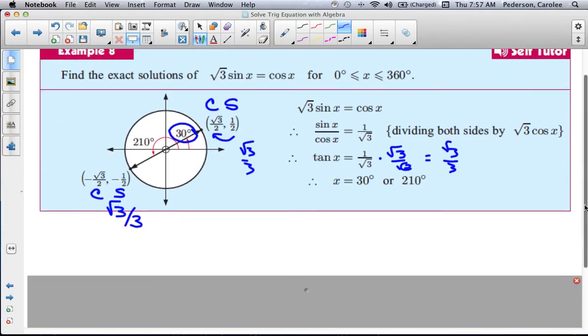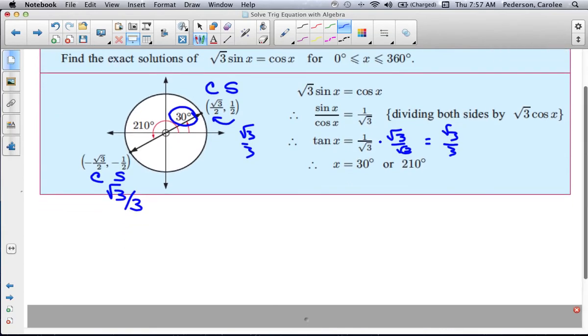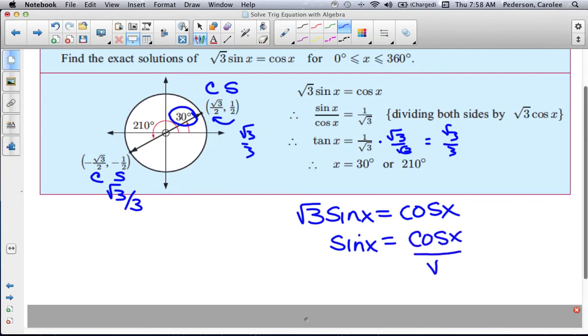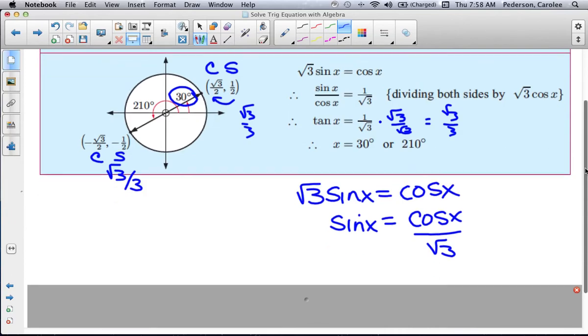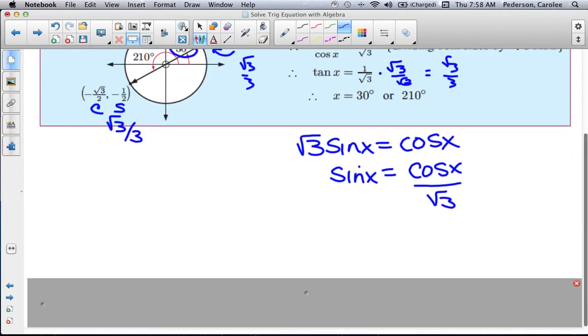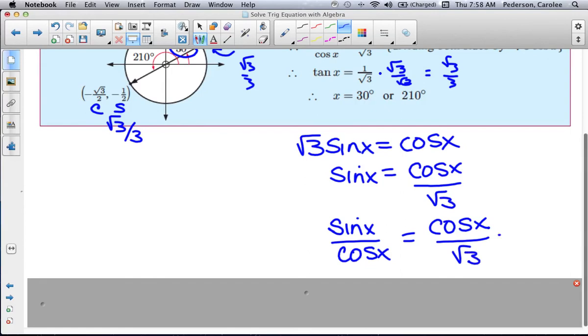If you're a little confused on the work in the textbook, how you solve this equation, you may want to do it in 2 steps. So first, divide both sides by the square root of 3. Then you would want to divide both sides by the cosine of x, to remove the cosine of x from the right-hand side.